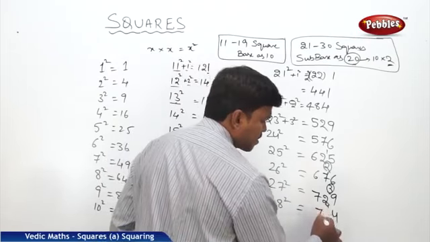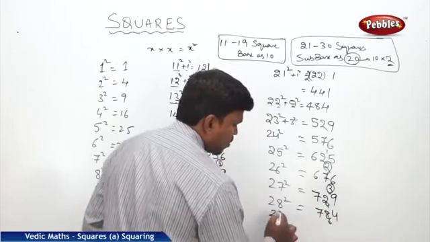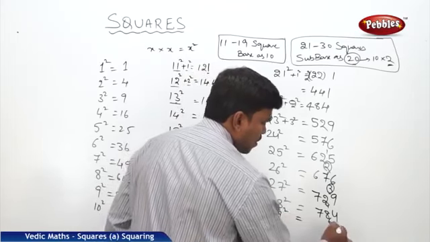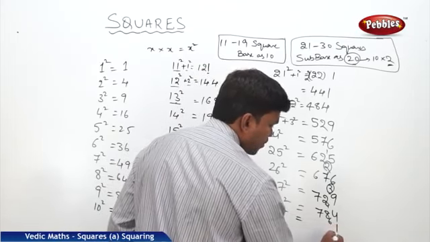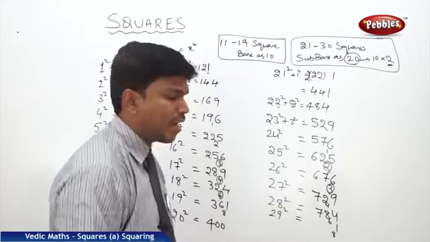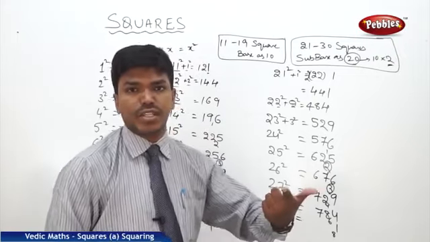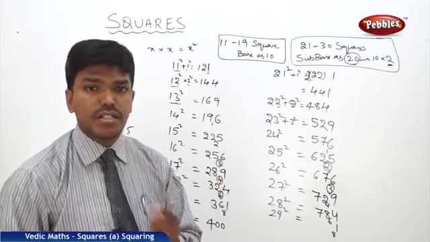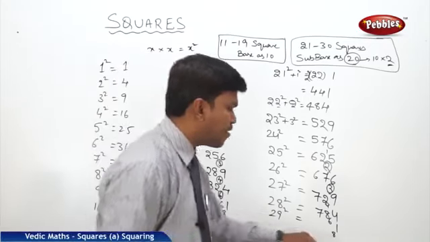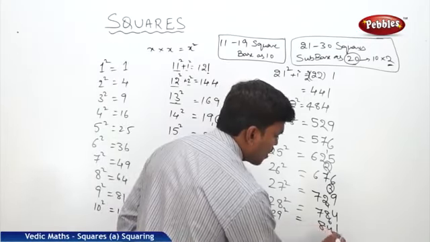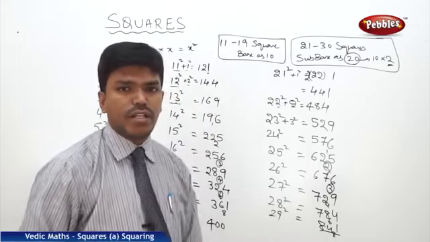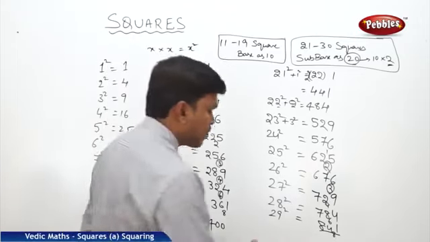72 plus 6, 78. 29 square. 9 square is 81. Drop 1, carry 8. 29 plus 9, 38. 38 double, 76. 76 plus 8, 84. So answer is 841. Now anyway, 30 square everybody know. So what is 30 square?